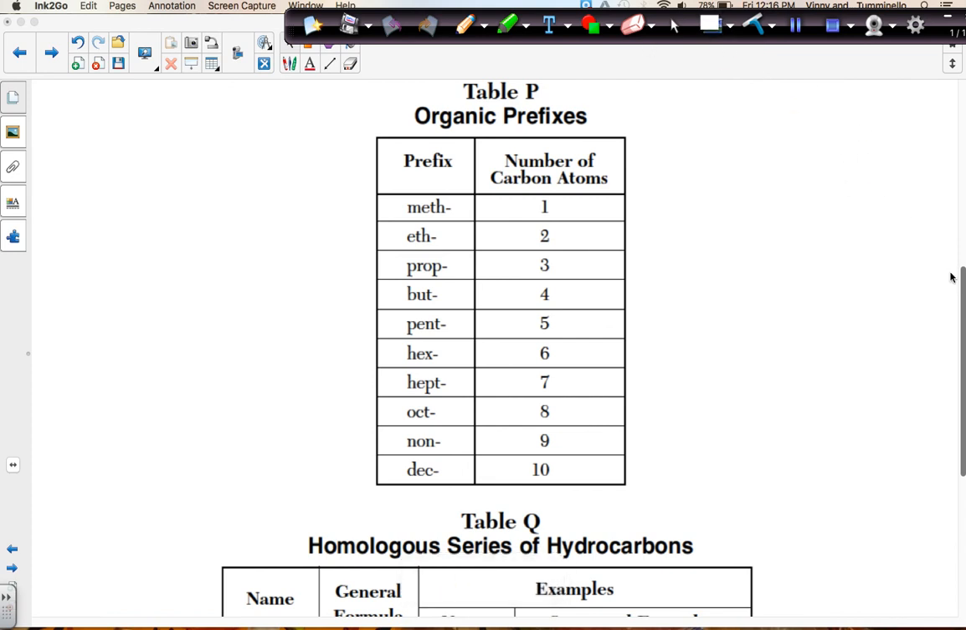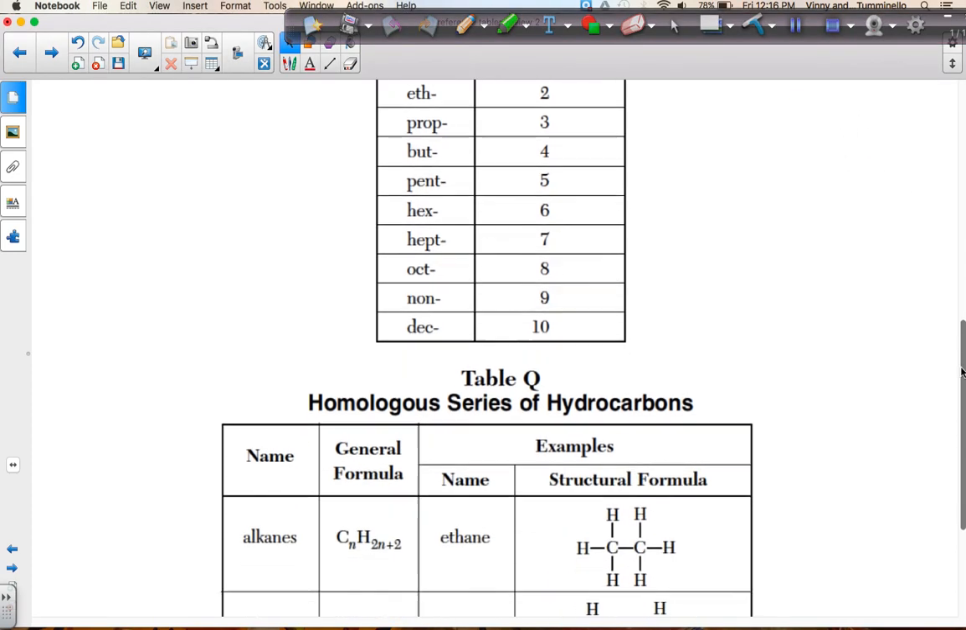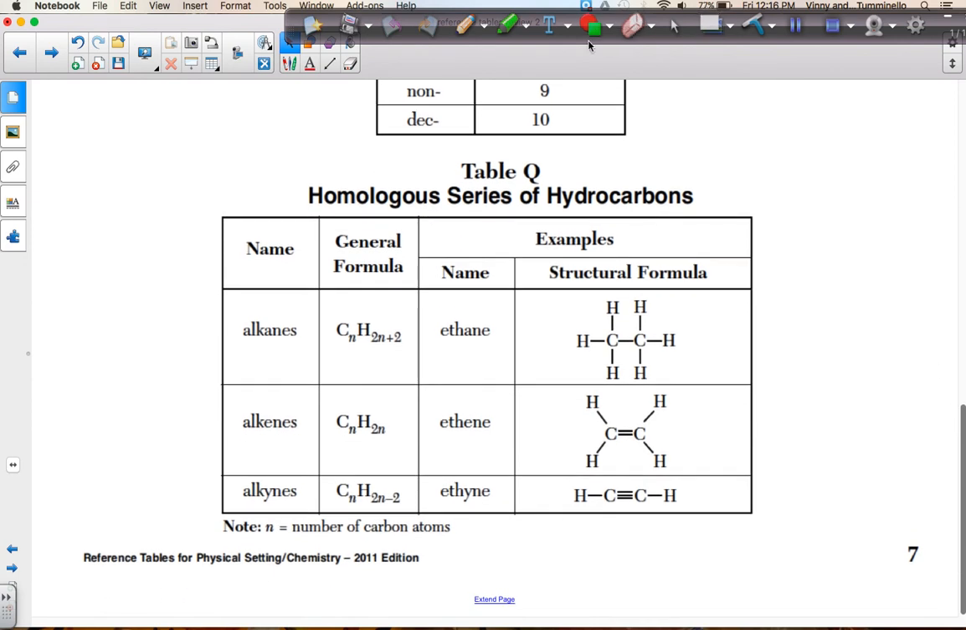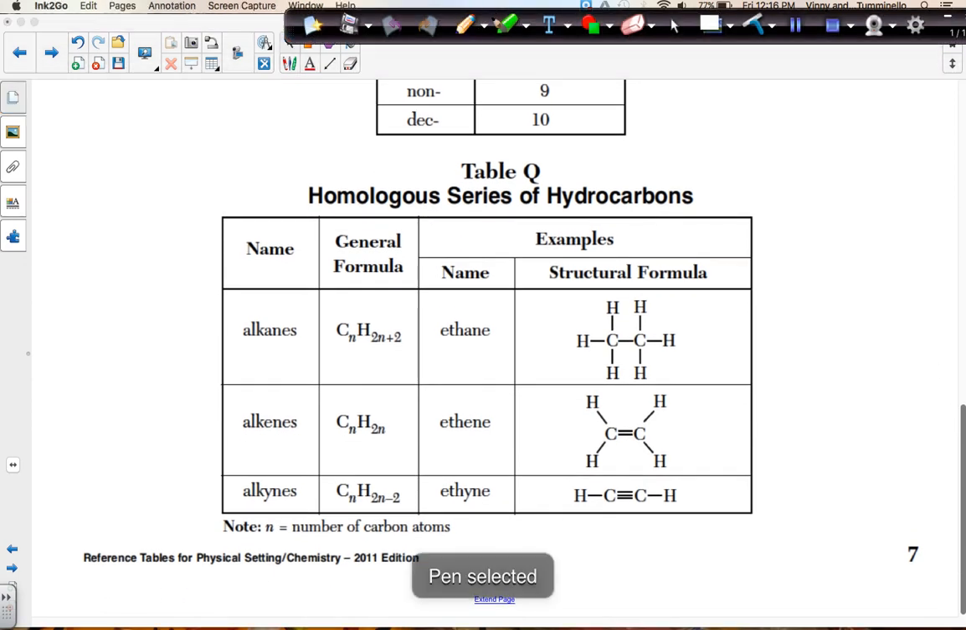If we move down to table Q, we use table P and table Q together a lot. Table Q gives us our homologous series of hydrocarbons, and each of these members of the alkanes or the alkenes or the alkynes will differ by the number of carbon atoms, and every extra carbon atom that's added will add an extra 2 hydrogens. So for the alkanes, the number of carbons gets doubled and then added to 2 to get the number of hydrogens.